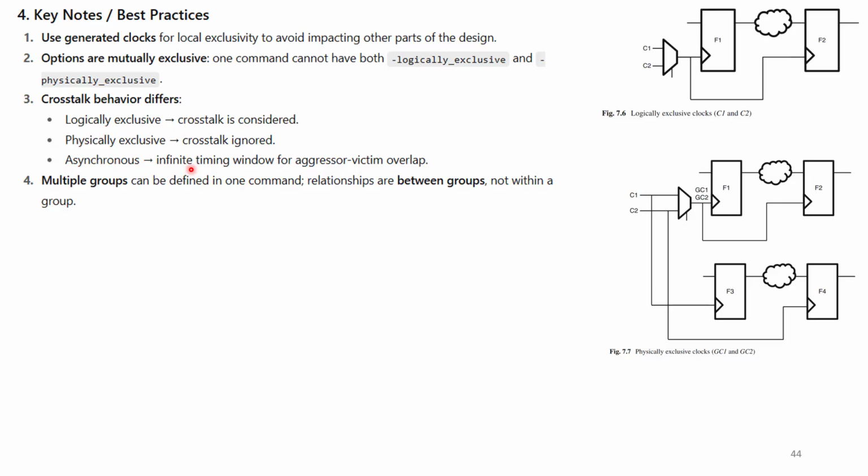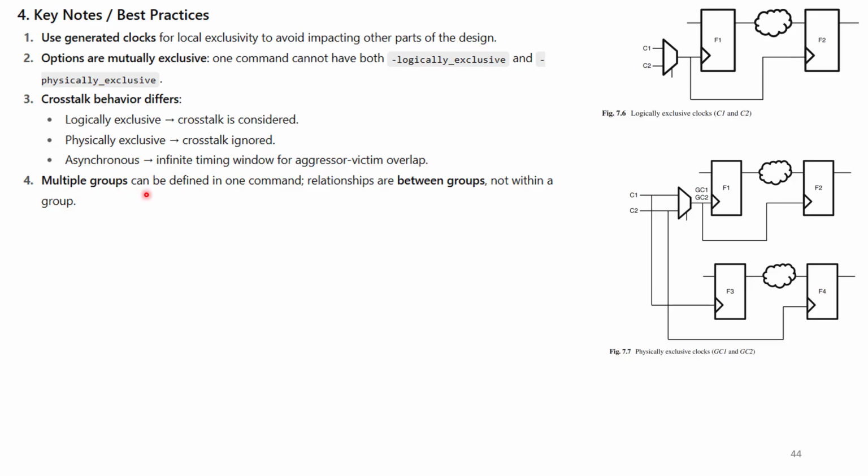Next, coming to asynchronous, there is an infinite timing window for aggressor and victim overlap. I'll explain clearly in the next video what is meant by aggressor and what is meant by victim. What will happen if the aggressor is a rising edge and the victim is a falling edge, or else if the aggressor is falling and the victim is rising. I'll explain the different cases, like what will happen with setup and hold with respect to aggressor and victim.